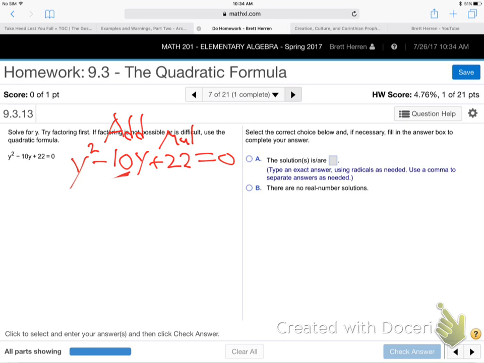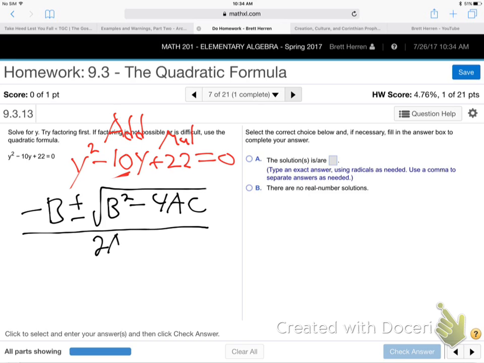Let me write it out for you. It's negative b plus or minus the square root of b squared minus 4ac, all over 2a. It's called the quadratic formula. And it's what you do when they won't factor.